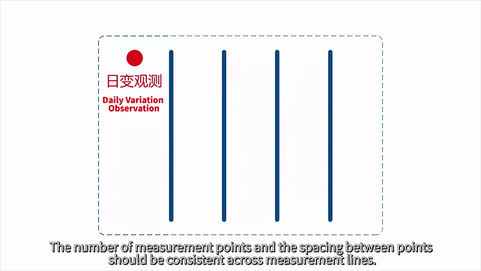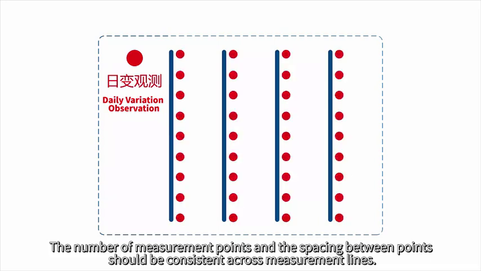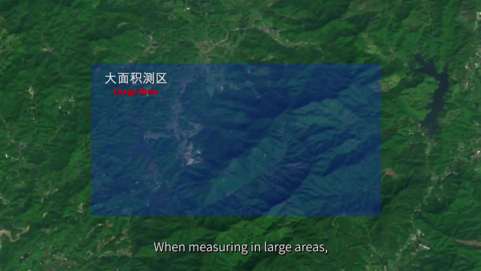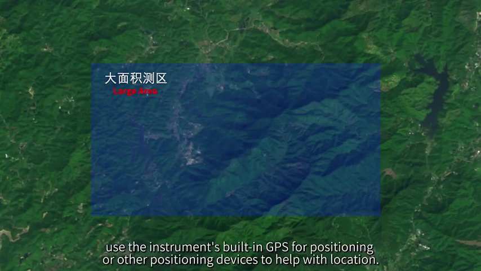The number of measurement points and the spacing between points should be consistent across measurement lines. Maintain consistent spacing between measurement lines when measuring in large areas. Use the instrument's built-in GPS for positioning or other positioning devices to help with location.